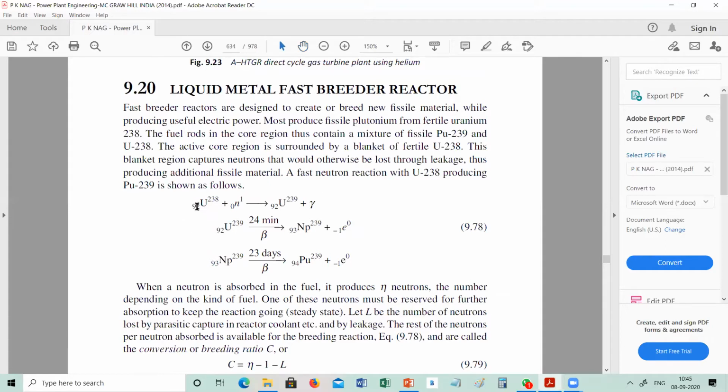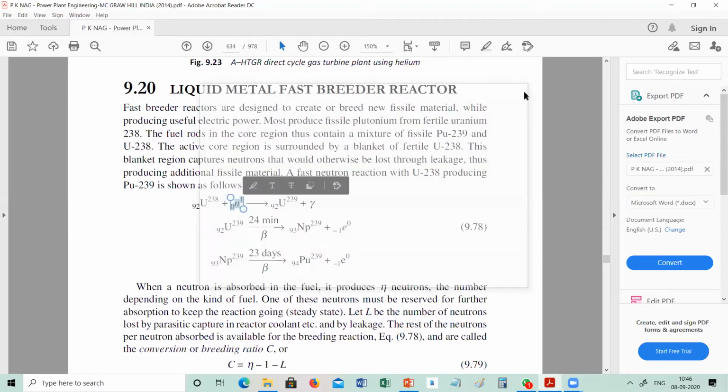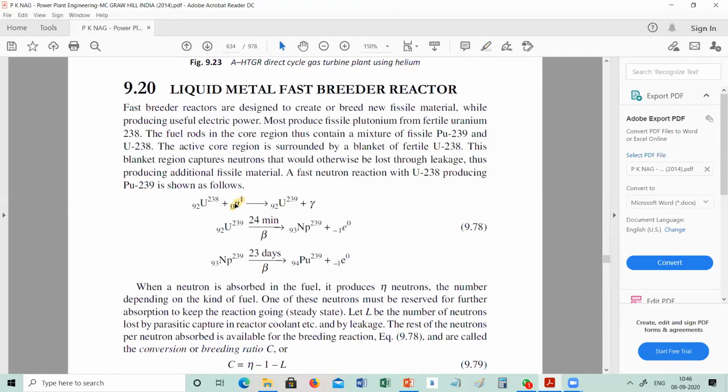How does it happen? This uranium 238 is used with the fissionable material. So the neutrons which are released during the chain reaction will interact with the uranium 238 and its mass number will be increased by 1. You can see here its mass number is increased by 1.